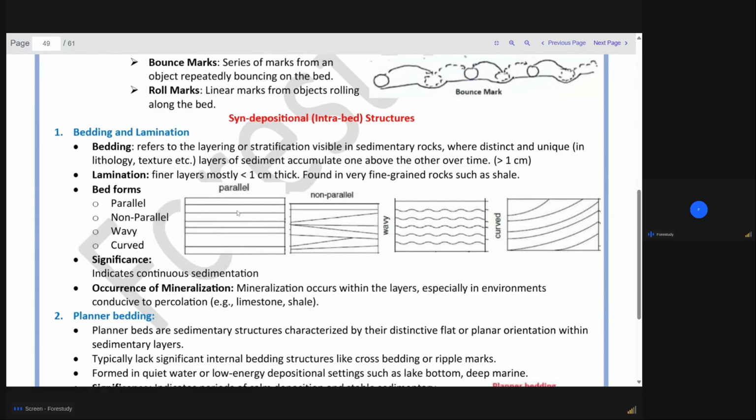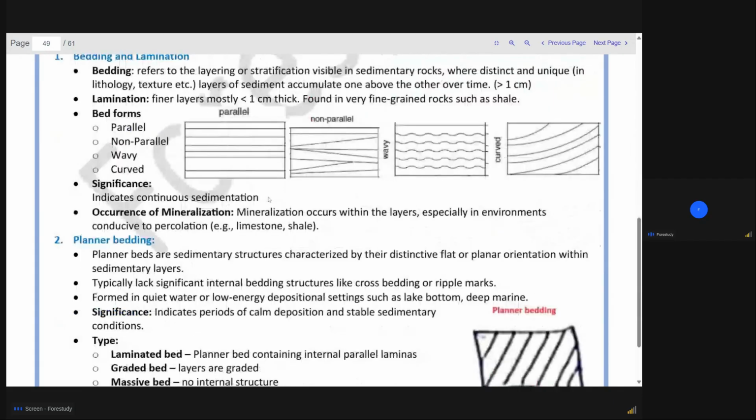Significance: indicates continuous sedimentation. Occurrence of mineralization. Mineralization occurs within the layer, especially in environments conducive to percolation. Example, limestones and shales. So mineralization can be there.